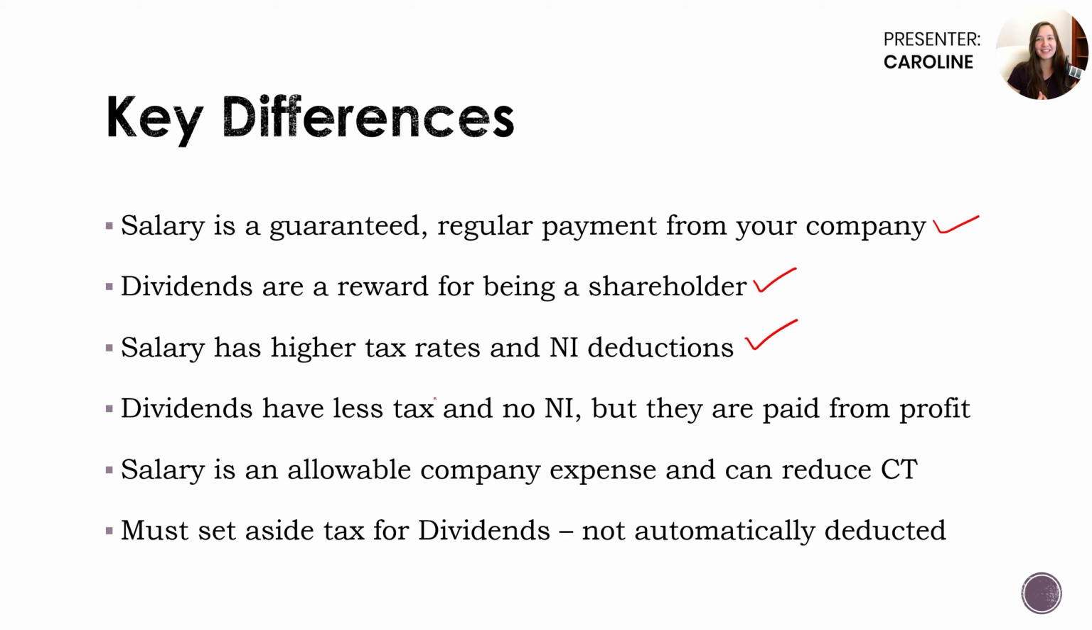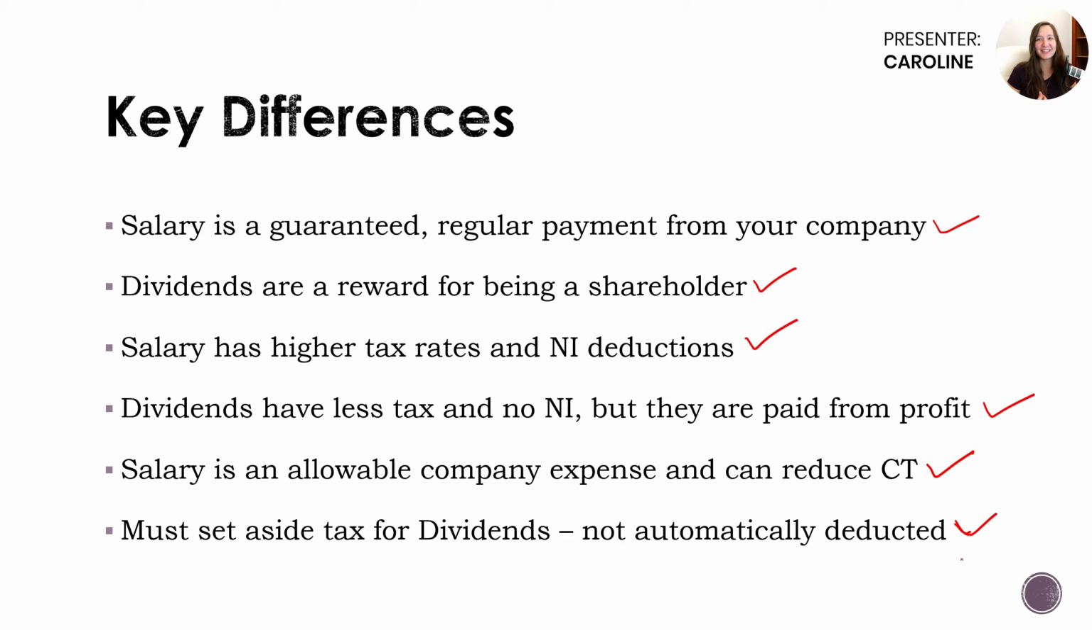Dividends have less tax overall and no national insurance deductions, but they are paid from profit, and this is after tax. The other difference, salary is an allowable expense and can reduce corporation tax, which I mentioned a little bit earlier, and for dividends, you have to set aside the tax for the dividends. It's not automatically deducted when you take out the money like salary is.